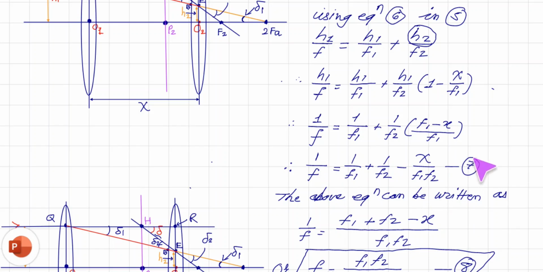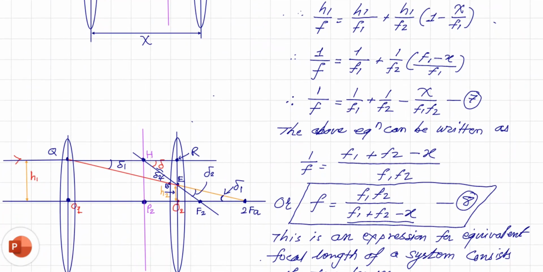The same relation can be written as 1 upon f is equal to f1 plus f2 minus x divided by f1 f2, or f is equal to f1 f2 upon f1 plus f2 minus x. And this is the equation from which we can calculate the equivalent focal length f if the two lenses having focal lengths f1 and f2 are separated by distance x.